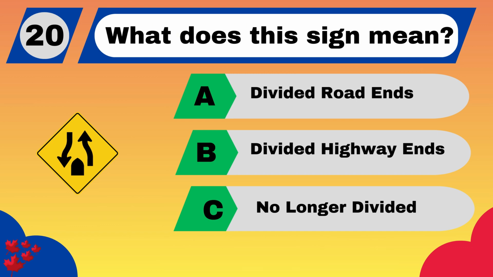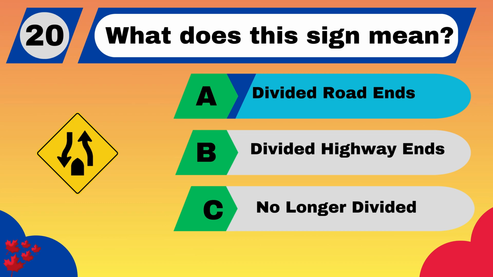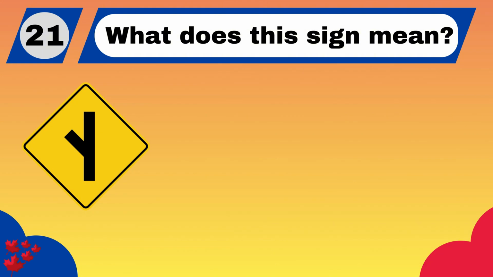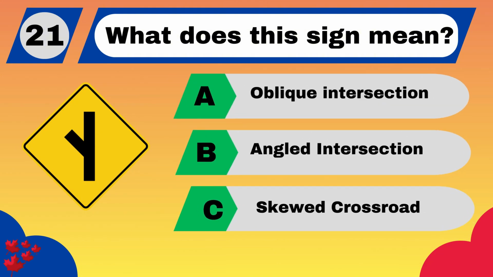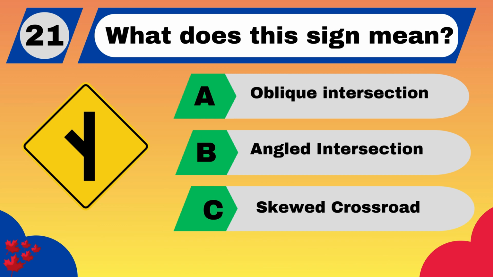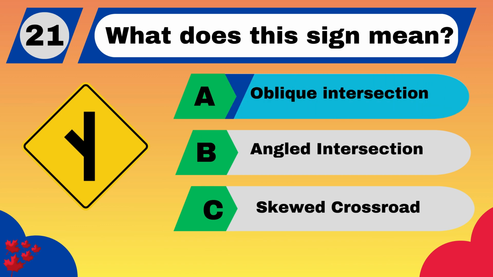That's the one. A. This sign means that a divided road ends. Question 21. What does this road sign indicate? A. Oblique intersection. B. Angled intersection. C. Skewed crossroad. Correct. A. This sign warns of an oblique intersection ahead.